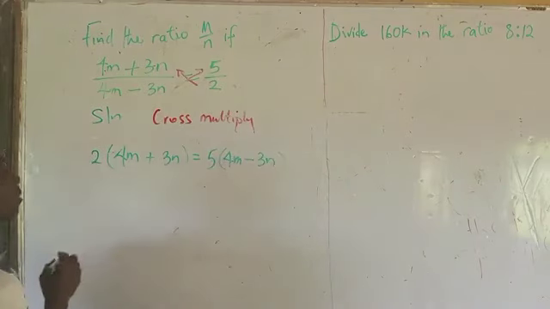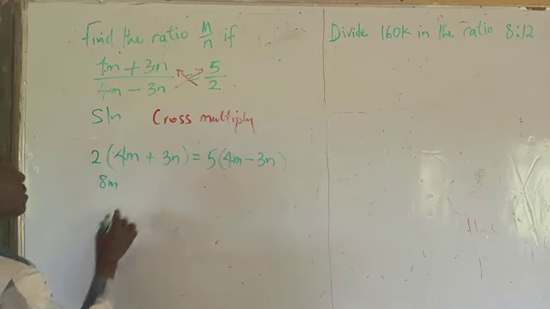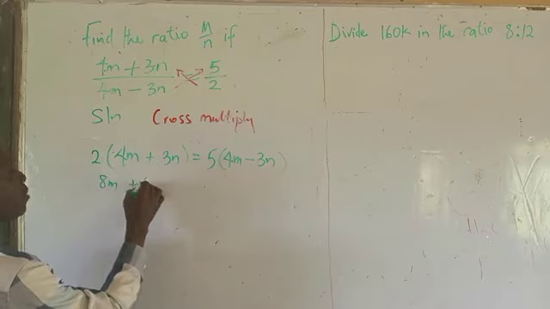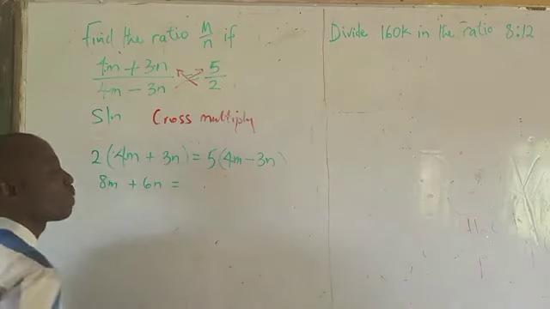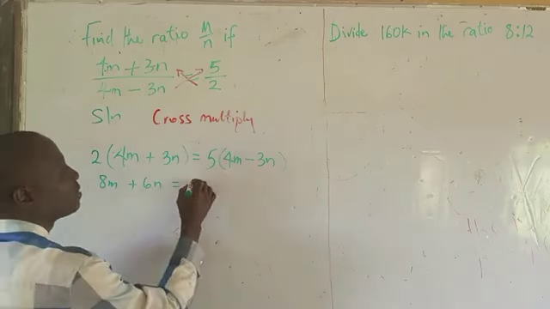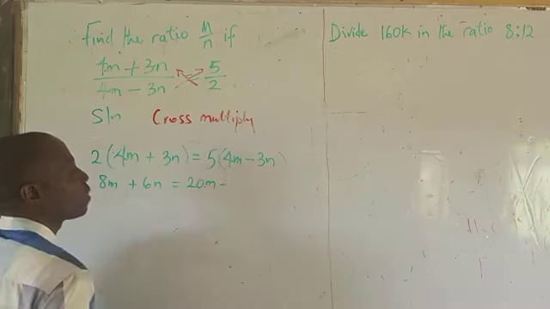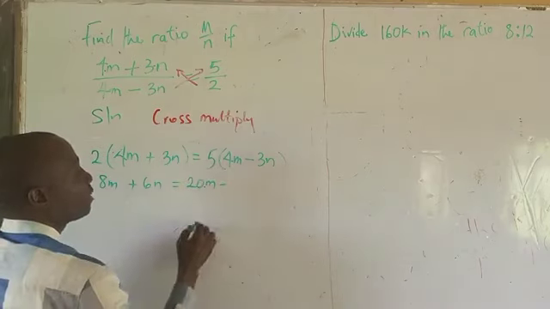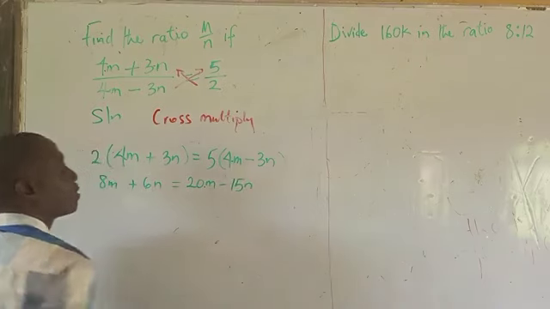2 times 4m we have 8m. 2 times 3n is plus 6n, equal to 5 times 4m, that is 20m, minus 5 times 3n, that is 15, minus 15n. Is it?